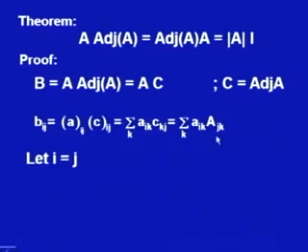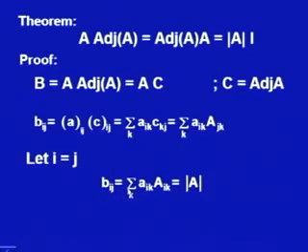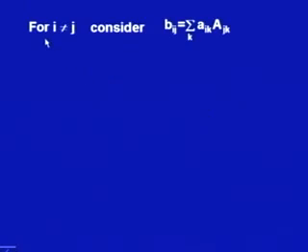Now, to compute this, let us consider a case when i is equal to j. When we consider i is equal to j, then Bij is equal to summation over k Aik Aik, because j is equal to i, and we have already proved that this is nothing but determinant of A. So, when i is equal to j, Bij is nothing but determinant of A, and this is true for all values of i from 1 to n. But what happens when i is not equal to j? To prove this result, let us consider Bij is equal to Aik Ajk summed over k.